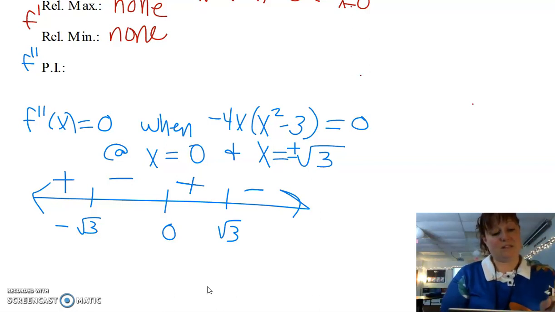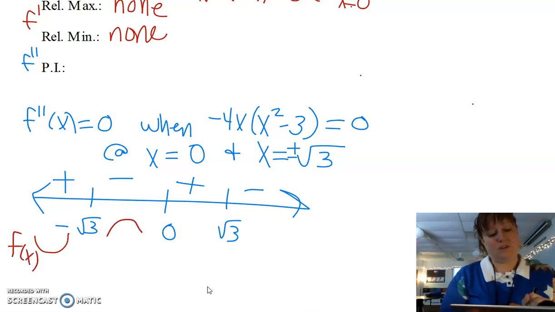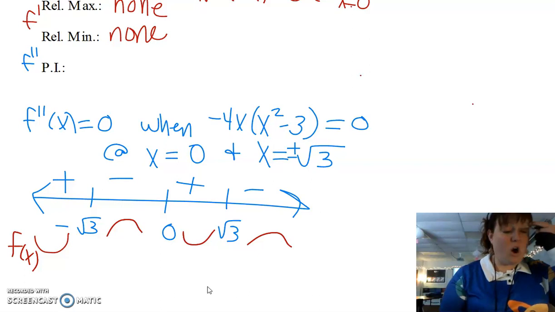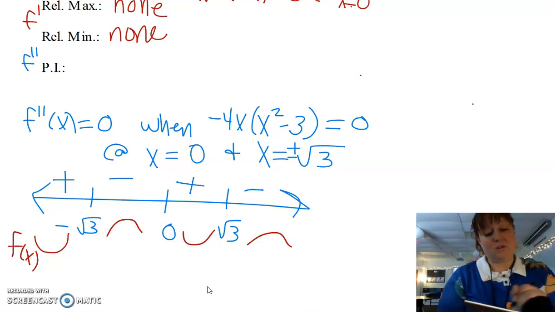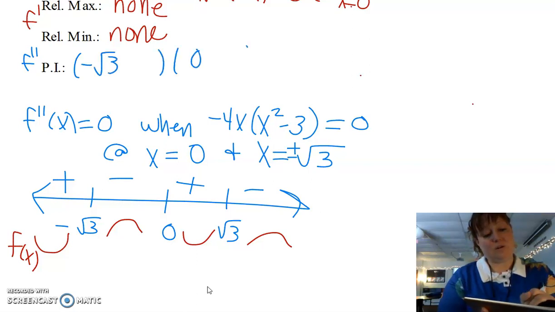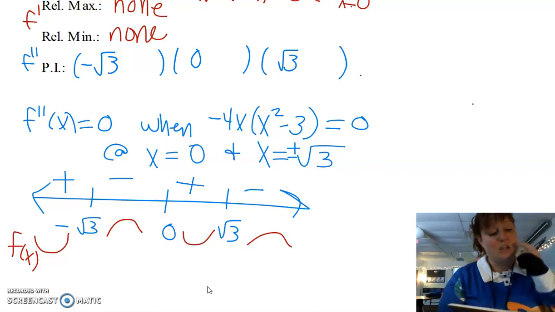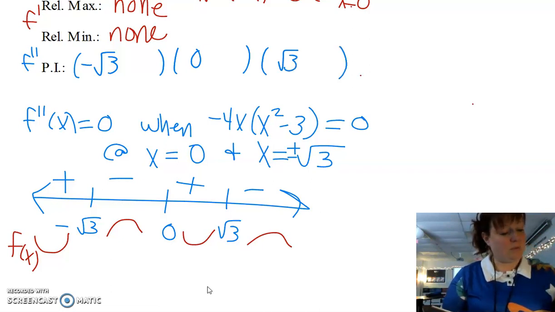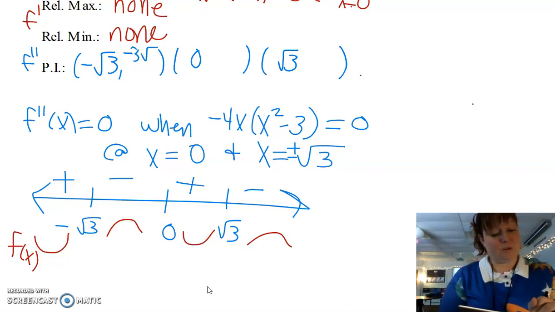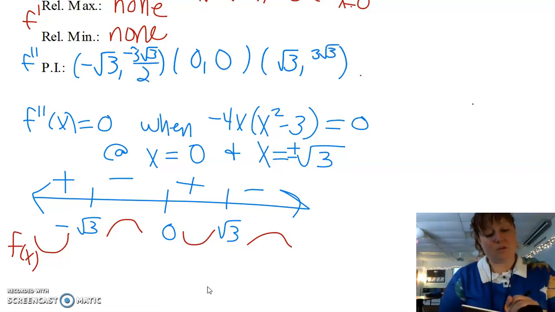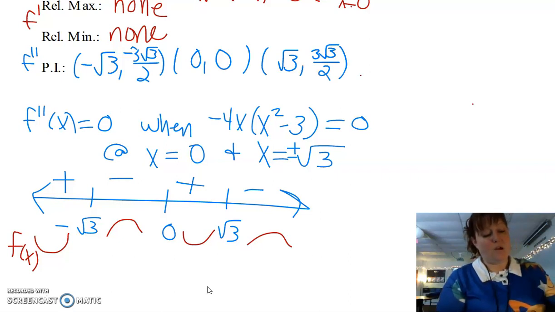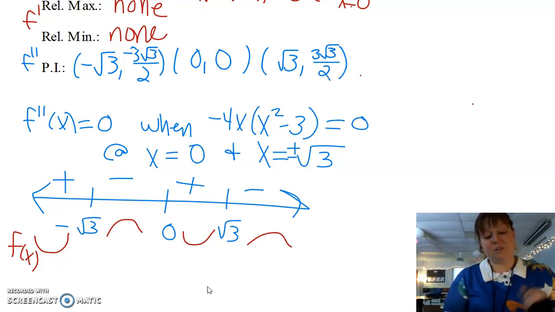Now what I found is that f of x is concave up, concave down, concave up, concave down. So these are points of inflection, okay? So when x equals -√3, when x equals 0, and when x equals √3, I change concavity. And if we plug these in, we would find that it's -3√3/2, and then +3√3/2. Okay, so now we have a lot of information, and we just have to do this sketch.